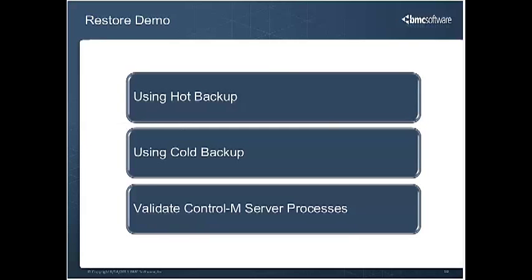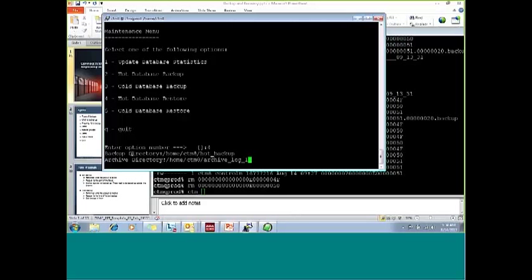The first thing I'm going to do is a restore demo using the hot backup. Then I'm going to use the cold backup, and then I'm going to validate the Control-M server processes. Let me get back over to my demo window here, and I'm going to go to management, and I'm going to stop the database. I'm going to do a hot restore. So I gave it my backup directory, hot backup, and then I gave it my archive log directory location, archive log 1.